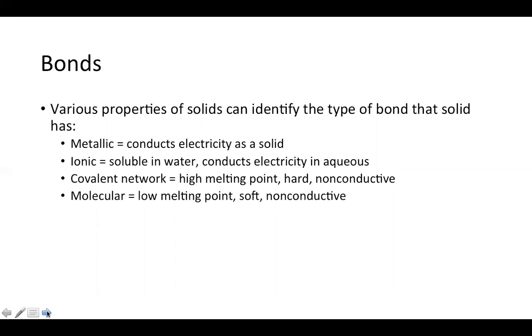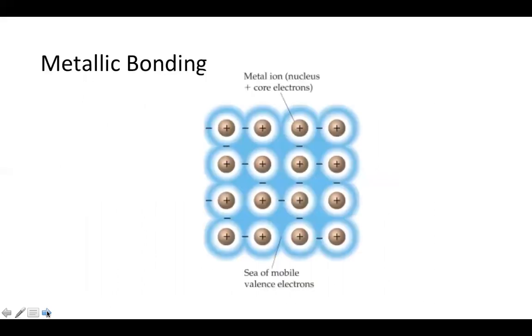The first type of solid bond we'll look at is metallic. For metallic bonds, the key giveaway is that they conduct electricity as a solid. The reason they can conduct electricity as a solid is that around metal atoms, there's what's called a sea of electrons, or a sea of mobile valence electrons.